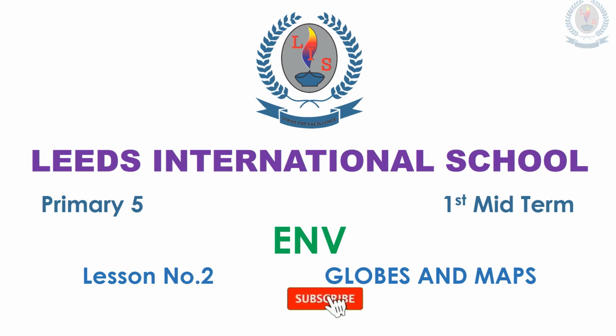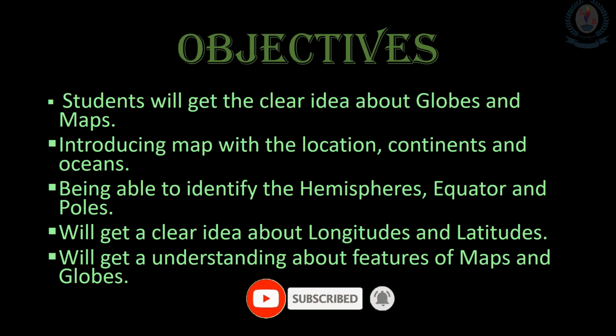Primary 5 ENV Lesson number 2: Globes and Maps. Let's see what the objectives of this lesson are. Students will get a clear idea about globes and maps, introducing maps with the location, continents and oceans.